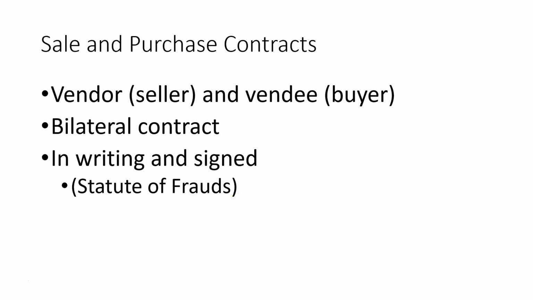We do have sale and purchase contracts. It's a 12-page form at least, where we have the vendor, which is the seller, and the vendee, which is the buyer. Bilateral contract. That means both parties have to perform, and it has to be in writing and signed under the Statute of Frauds.